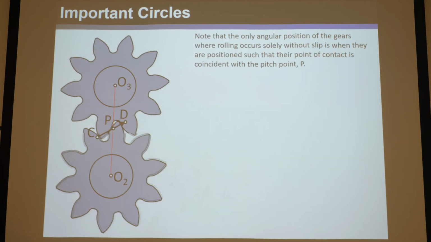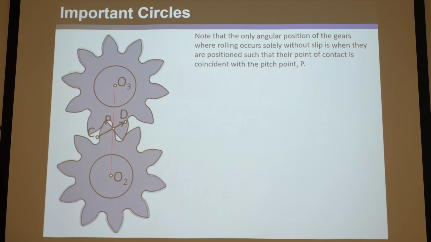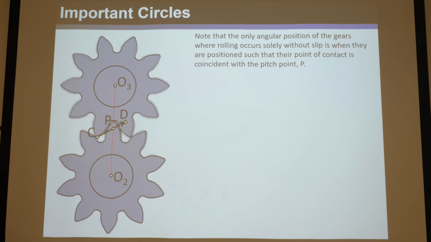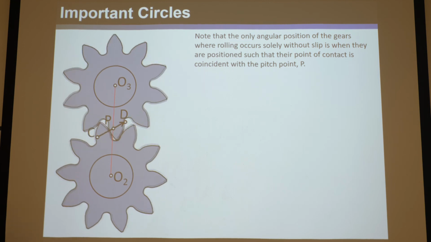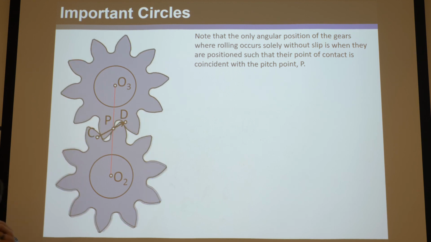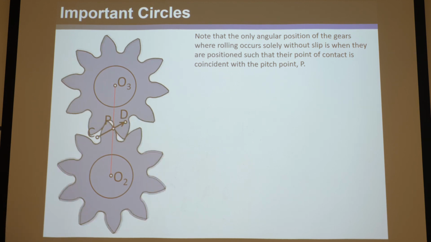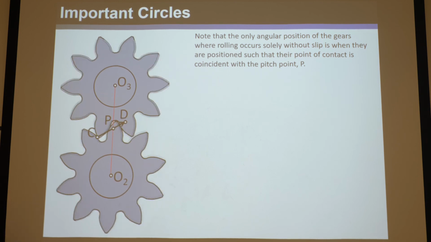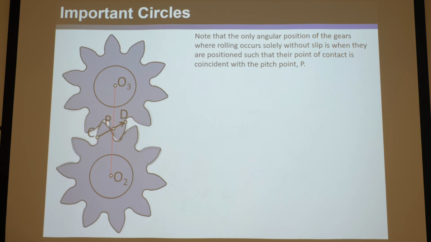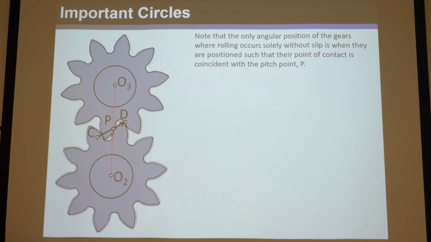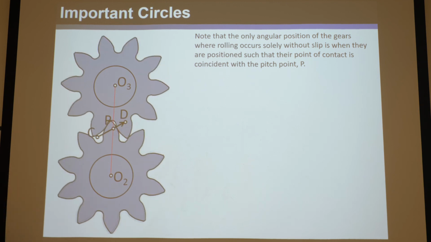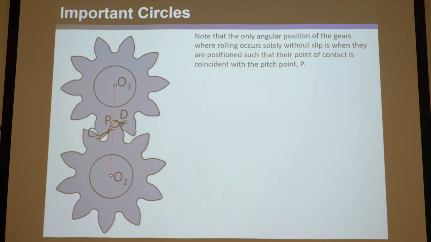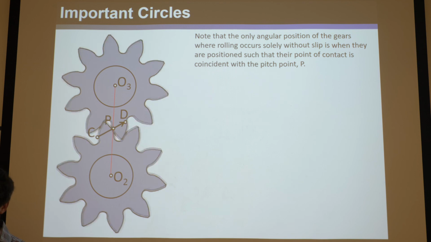Okay, note that the only angular position of the gears where rolling occurs solely without slip is when they are positioned such that their point of contact is coincident with the pitch point P. Okay? So, usually when you think of gears, certainly when you do a skeleton diagram and you see two circles, which remember are the pitch circles of the gear, which we're almost there, we're close to defining what those are, those pitch circles, you assume because they're gears that it's rolling contact only.